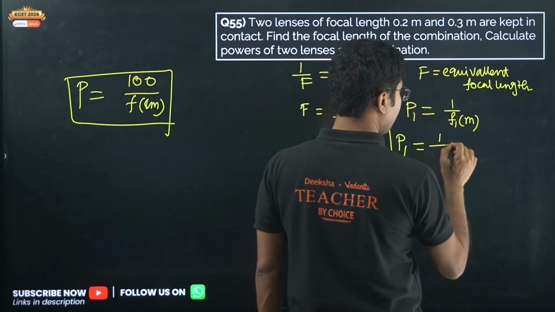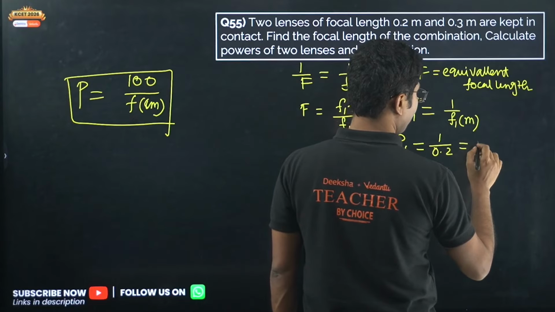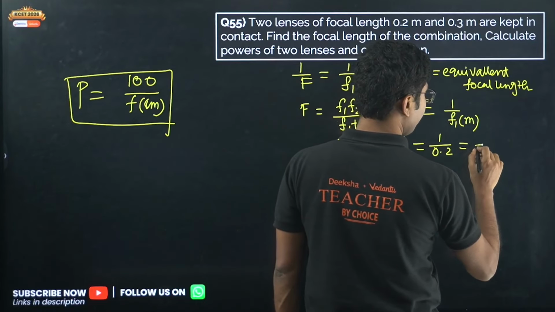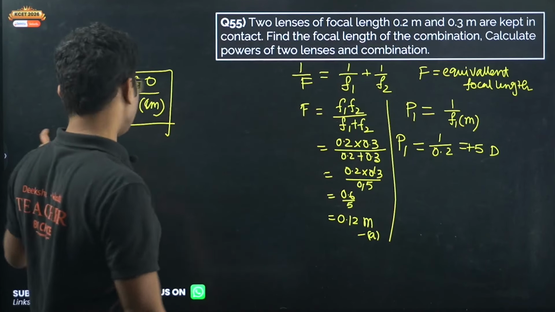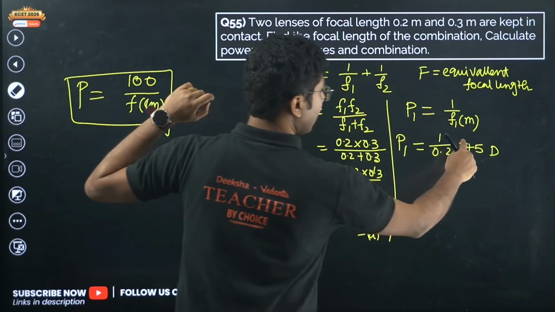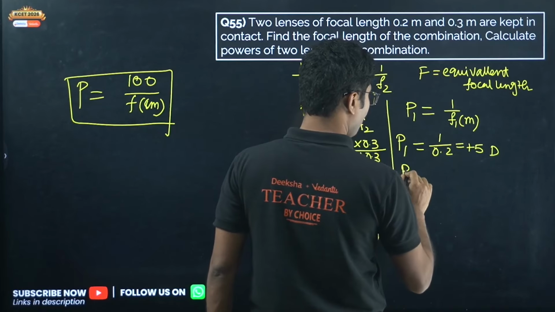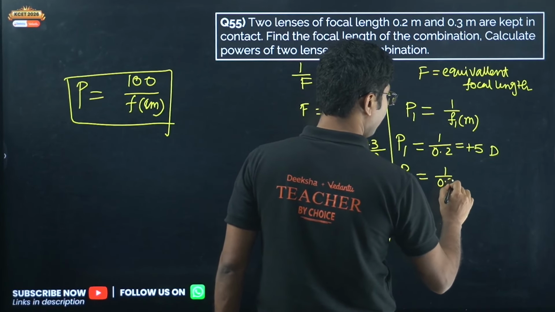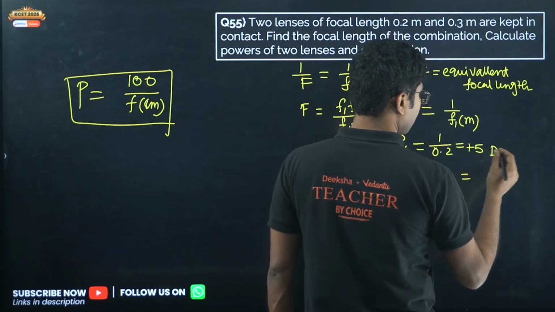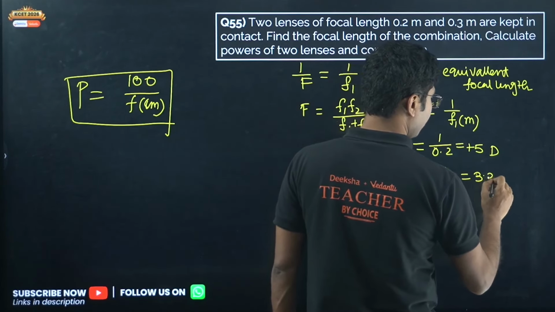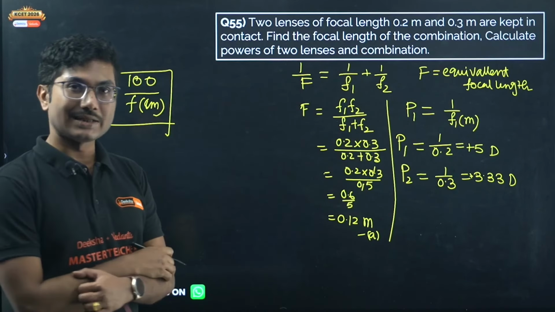Now here it is 1 by 0.2, so that will be 10 by 2, that is 5 diopter, plus 5 diopter. This is a convex lens. Focal lengths are positive, that means power should also be positive. What about power 2? Power 2 will be 1 by 0.3, that is 10 by 3, that is 3.33 diopter. Remember, the unit of power is diopter. You have to mention the sign as well as the unit.